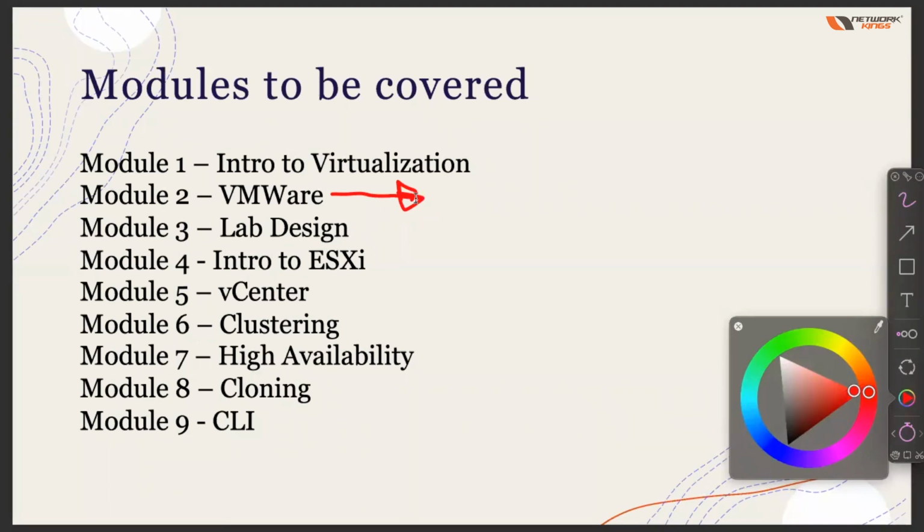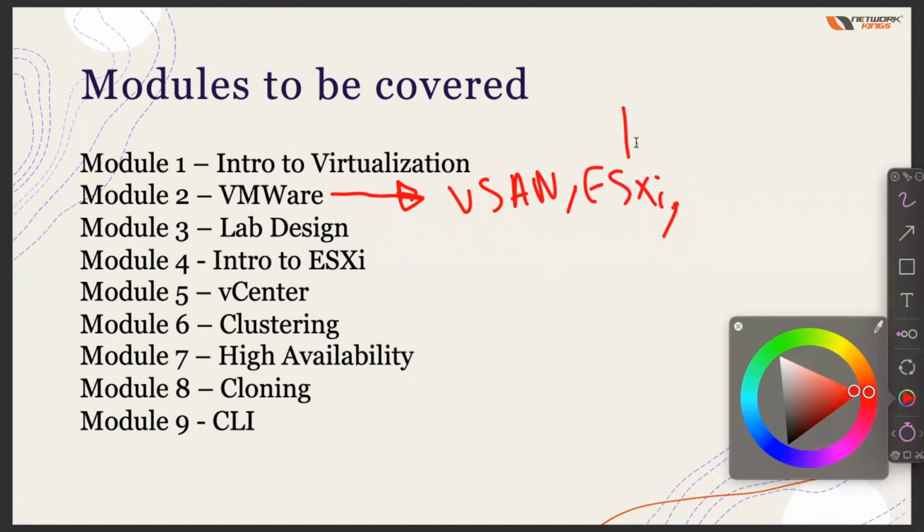How does it provide you server virtualization? You have a technology called ESXi, or vSphere. How does it provide network virtualization? For that, it has NSX. And for storage virtualization, vSAN. So here we are going to study the very basics of vSAN, ESXi, right?